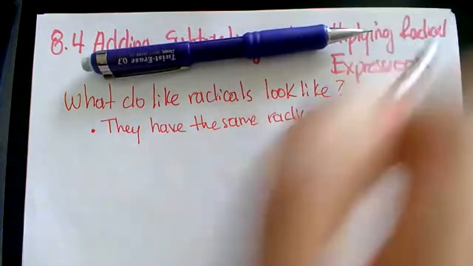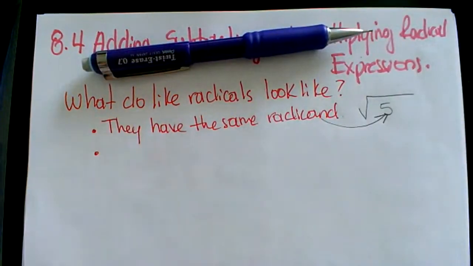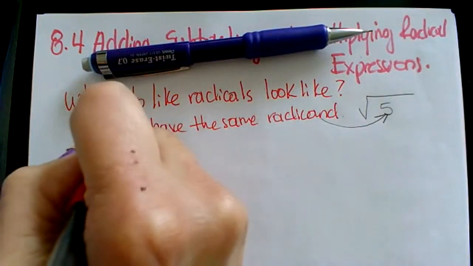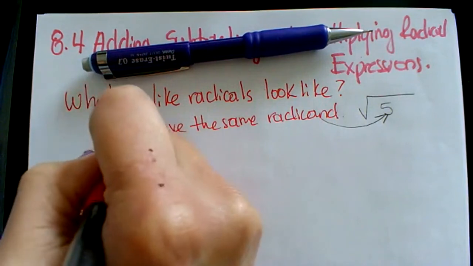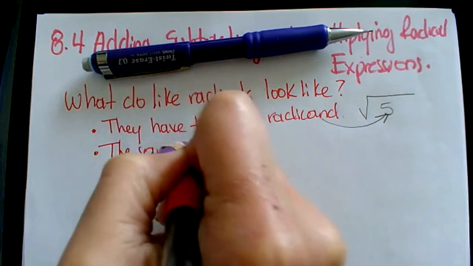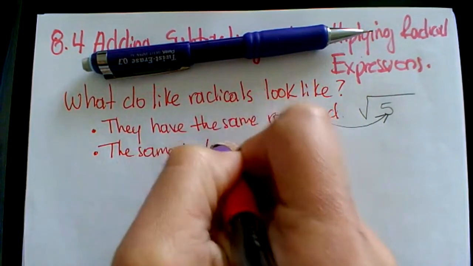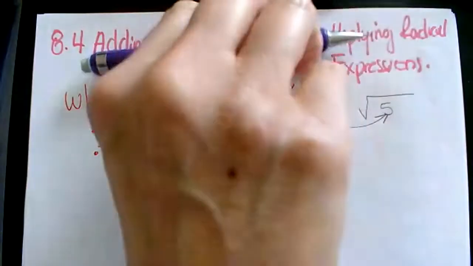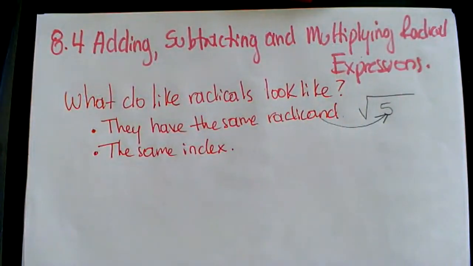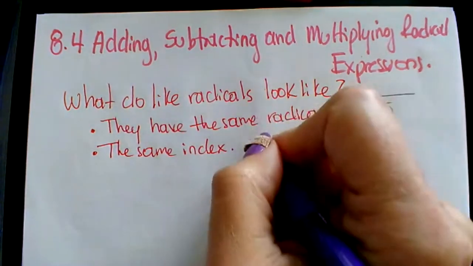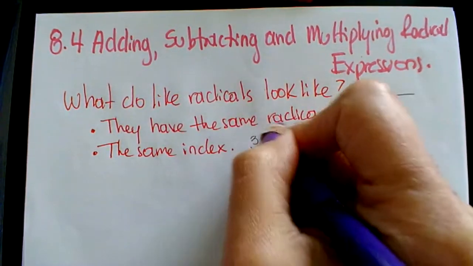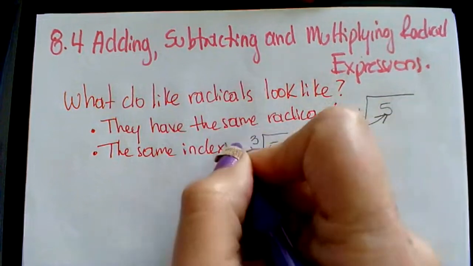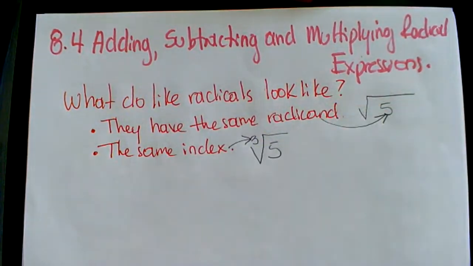All right? Now, they also have the same index. What's the index? The index is showing us what kind of root is being taken. So let's say this is the index. Okay.